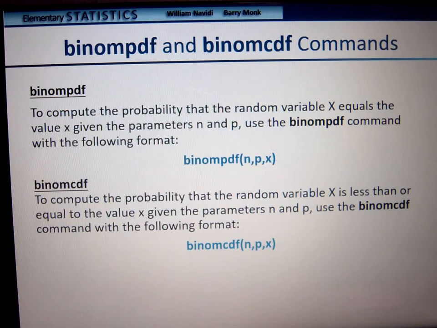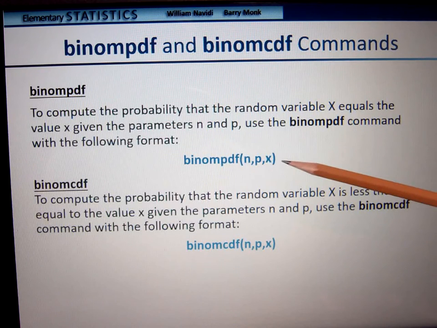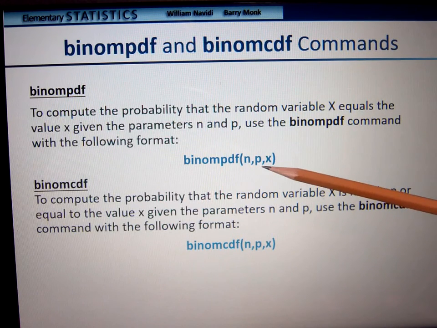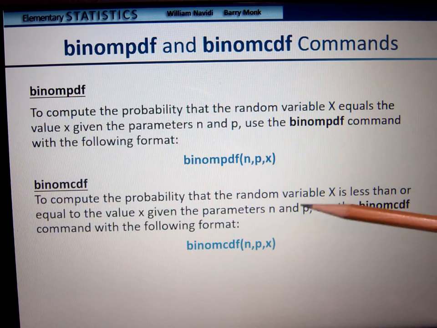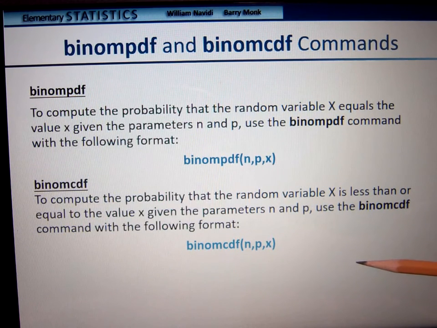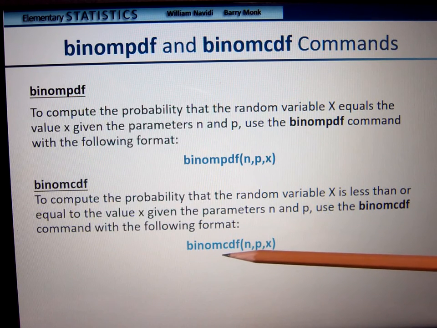So, computing the probability of the random variable X equals x, given the values of the parameters n and p, you're going to use the binomial PDF command in this format. You'll put n, then your p value, then your x value. To compute the probability that the random variable X is less than or equal to the value, you're going to use binomial CDF, n, p, and x.